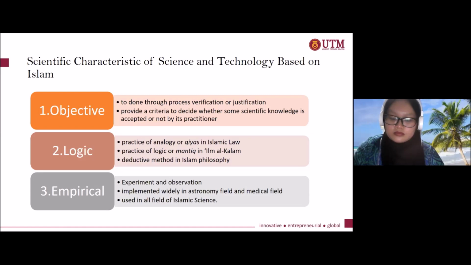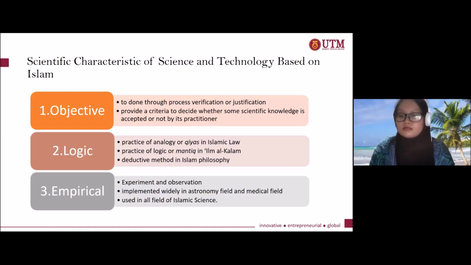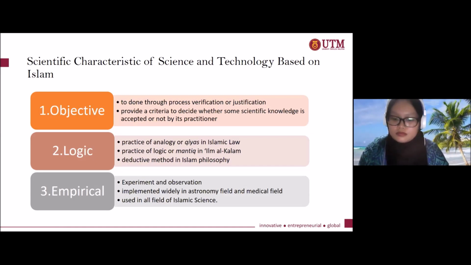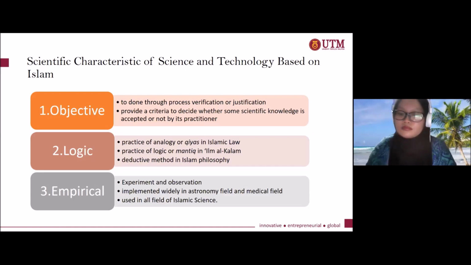Second characteristic is logic. So the logic method is actually applied widely in Islamic intellectual tradition. For example, the practice of qiyas in Islamic law, the practice of logic or mantiq in ilmu al-kalam, and also it is used as a deductive method in Islamic philosophy. For example, in Islamic law, we take alcohol. We know alcohol is haram, right? So drugs are compared with it and also haram, because of the same reason.